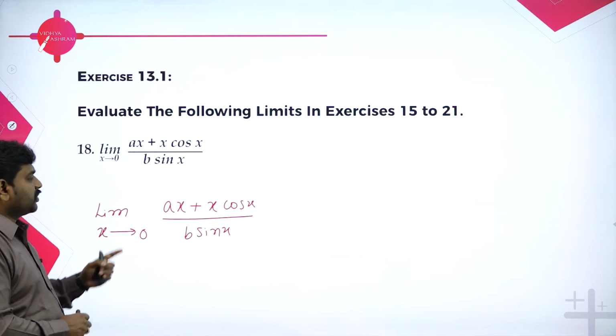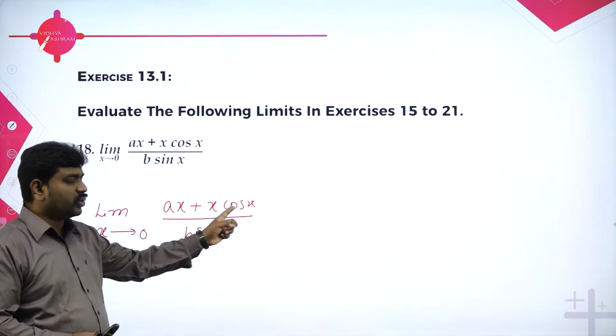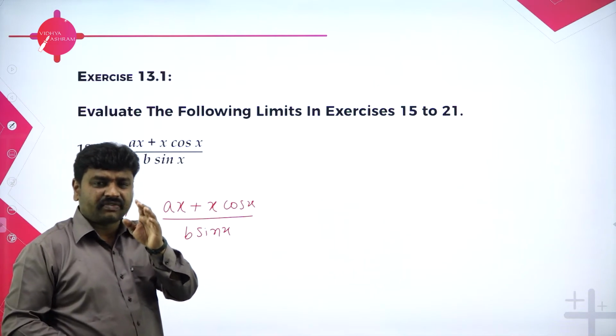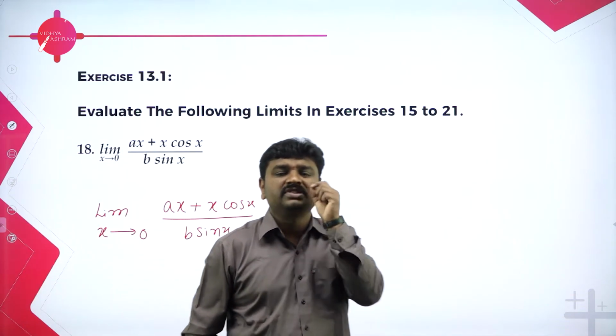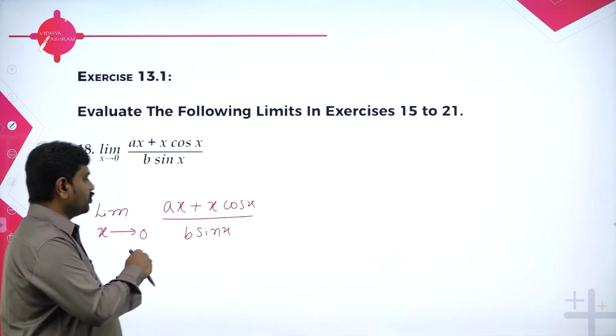So directly in the place of x, if you put 0, this will become a zeros are 0. This will become 0 into anything, 0. This will also become 0. Directly in the place of x, if you put 0, you will get 0 by 0, which is mathematically indeterminate. So there is necessity to simplify this.